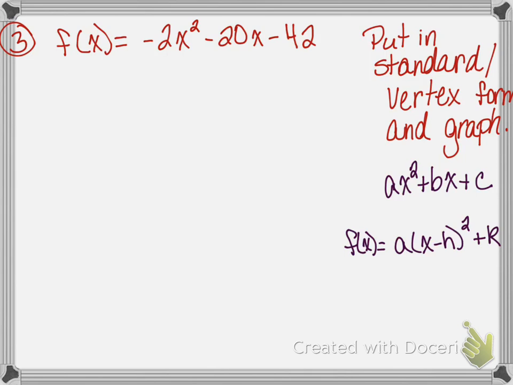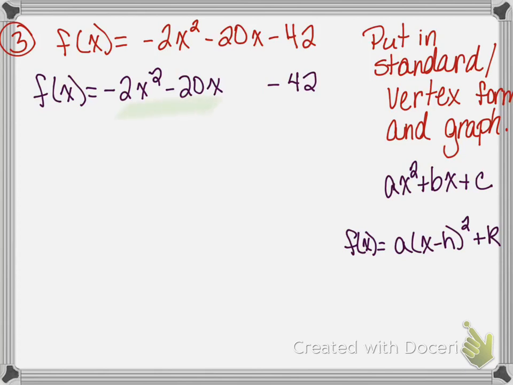Okay, so what we are doing here is we are going to separate slightly our equation. So I have -2x squared minus 20x minus 42. Okay, now I just kind of spaced it out a little bit. So I want to focus on this right here first. We're going to leave our -42 off to the side for a little bit, and we're going to focus on this -2x squared minus 20x.